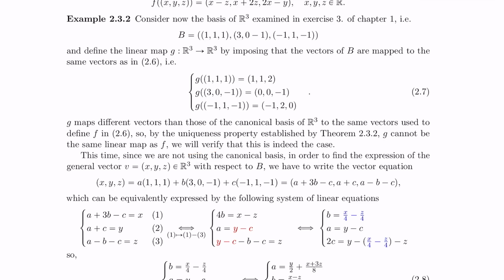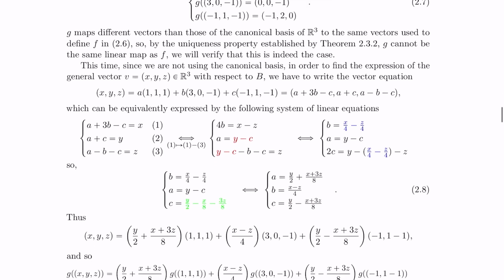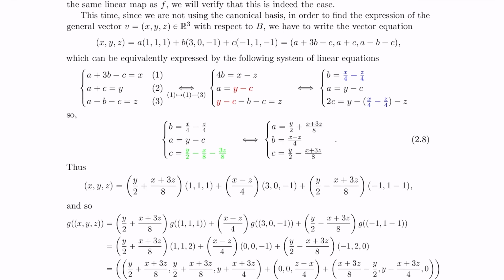As before, in order to find out the generic expression of the endomorphism G, the first thing that we have to do is to decompose the generic vector of R3 with respect to this novel basis B. Since this basis is not the canonical one, we have to work a little bit more. In fact, we must write (x, y, z) as the linear combination with coefficients a, b, and c of the basis vectors. By performing the computations, we arrive at this expression here, and by equating this vector here and this vector here, we find this system of linear equations.